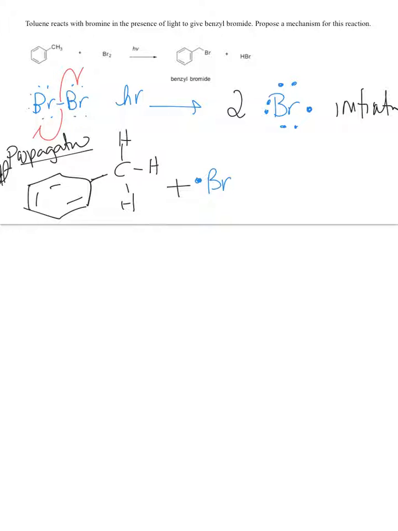You would call that a hydrogen. So this is going to go and take that hydrogen, and it's going to form a bond with that bromine, and then that carbon is going to take the electron, and this generates a new radical, an sp2 carbon radical, and now you have HBr.